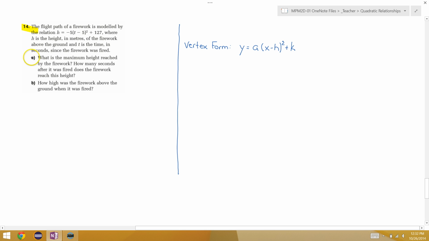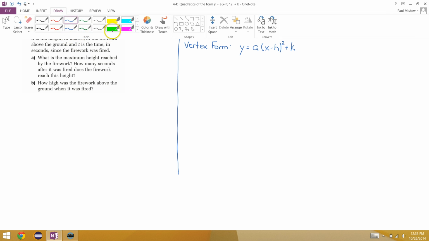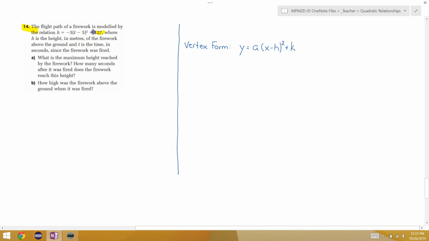A. What is the maximum height reached by the firework? How many seconds after it was fired does the firework reach this height? And B. How high was the firework above the ground when it was fired? So, the clue as to how to do this problem is actually right here.